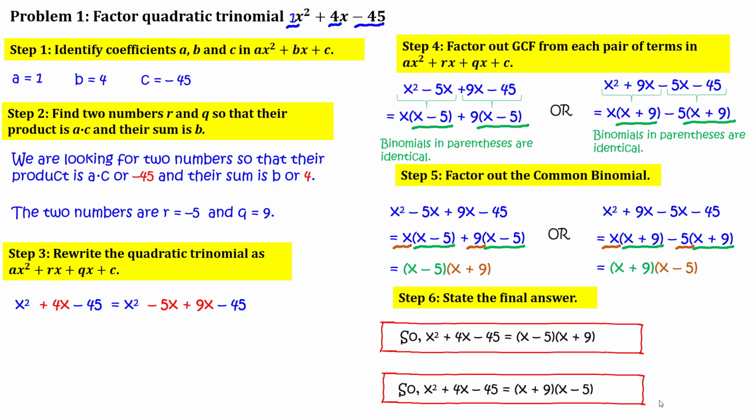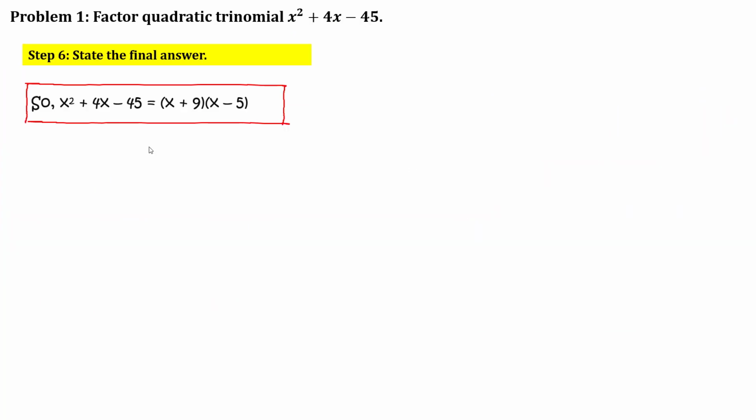So the last step is we're going to check if we factored correctly. I'm going to pick one of these answers to check. I'm not going to torture you with both. So let's pick x plus 9 times x minus 5. How do you check? Factoring is dividing. How do you check that you factored correctly? You multiply. Okay, so we're going to multiply x plus 9 times x minus 5.